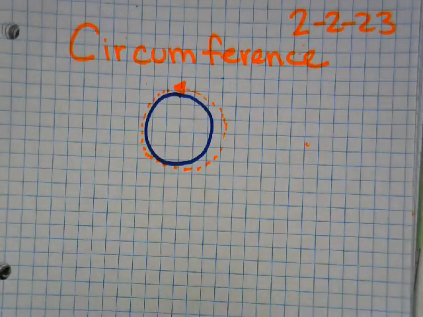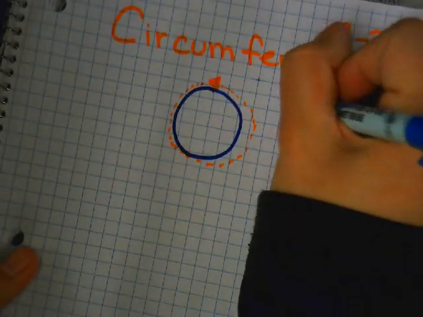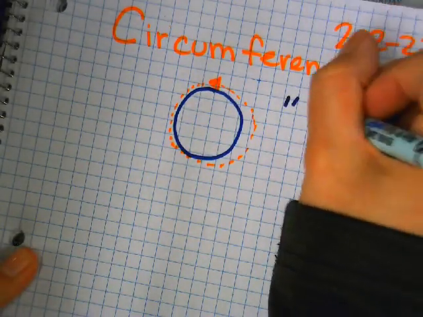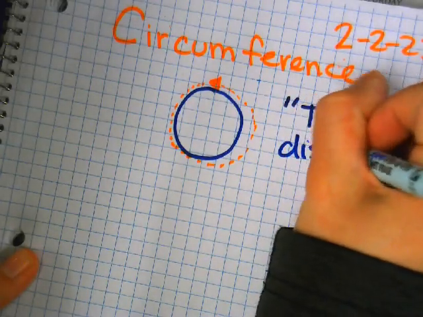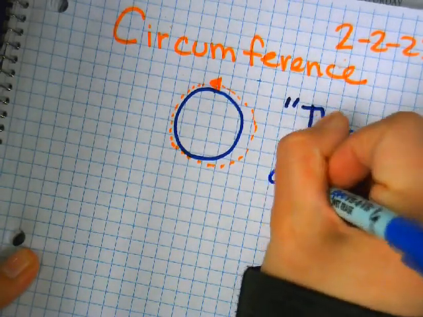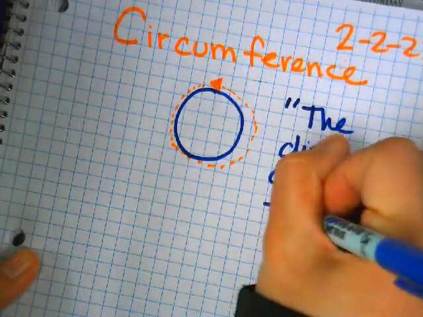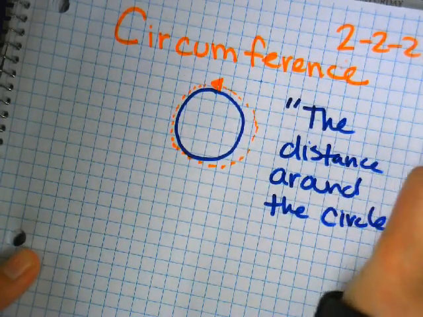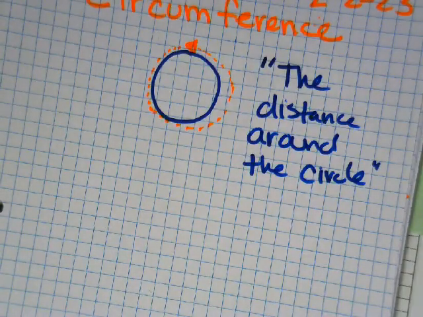So we have a formula. Oh, let me write this down. So this is the distance around the circle, okay? In other words, like perimeter, okay? But it doesn't have sides. We can't just add all the sides.